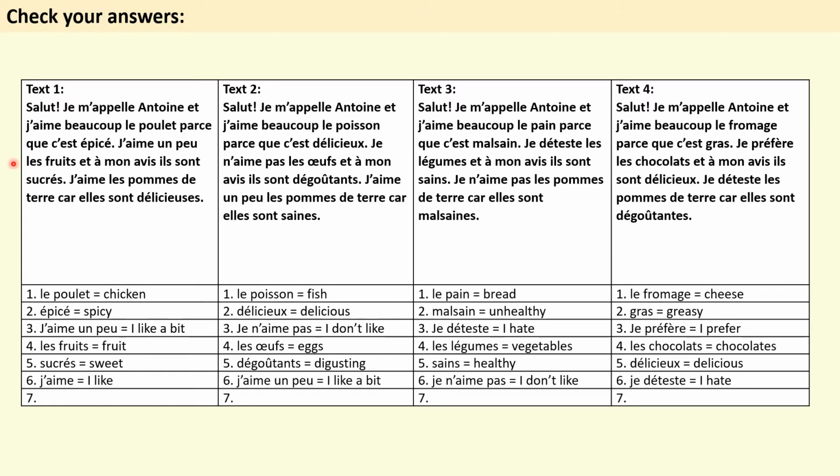And difference number 6 was the verb. So j'aime, I like. J'aime un peu, I like a bit. Je n'aime pas, I don't like. And je déteste, I hate. Tick that or correct it now. And your final difference was the adjective. So délicieuse, saine, malsaine, and dégoûtante. Pause if you need to, tick or correct. Well done, year 8. Très bien.